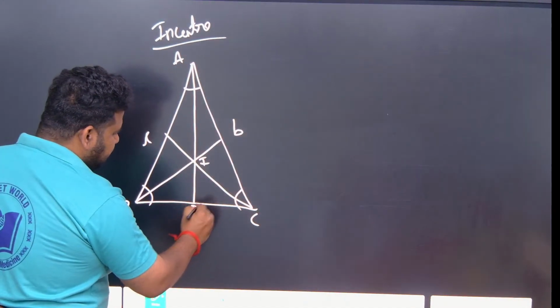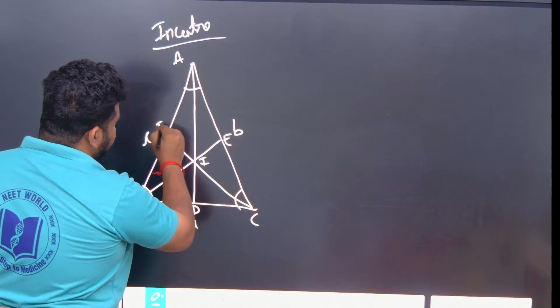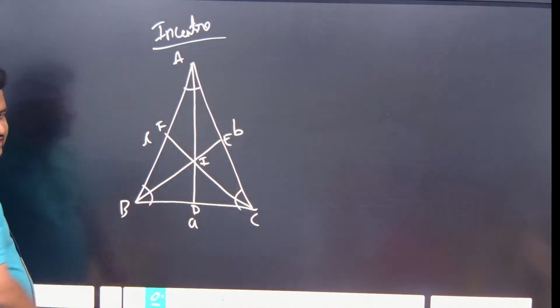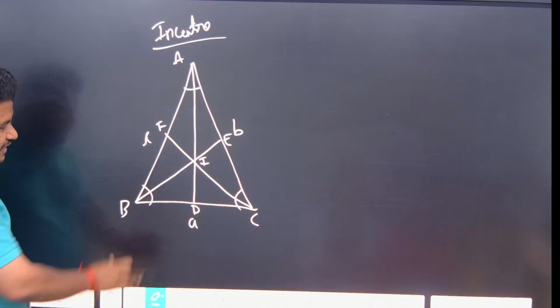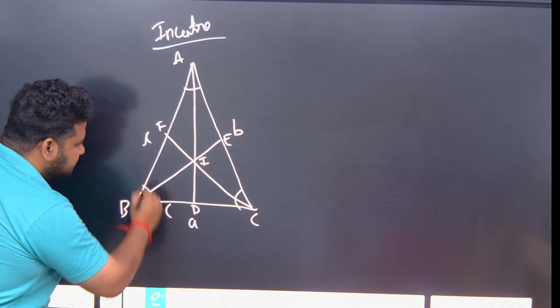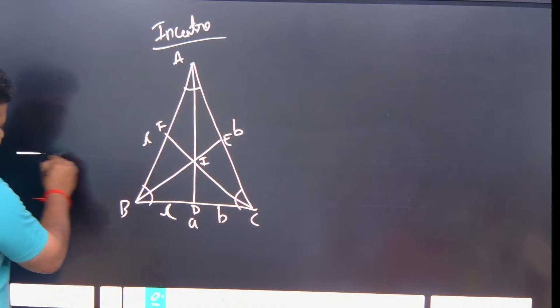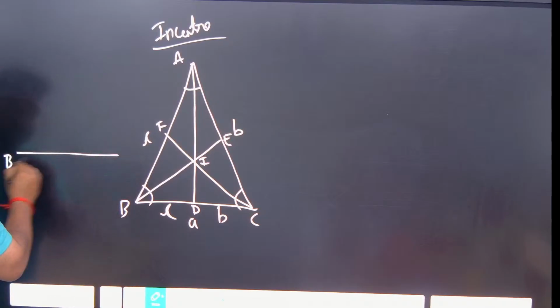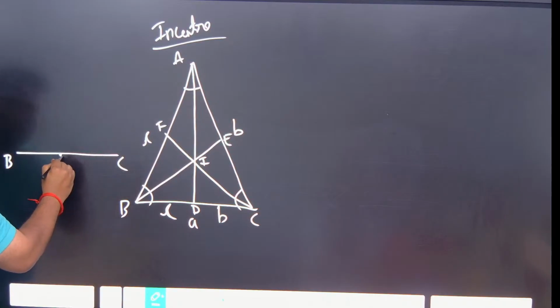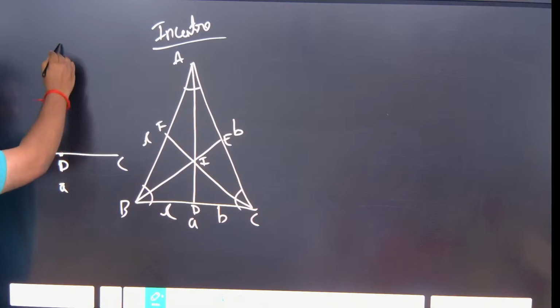Let this point be E, and let this be F. These are the sides. This incenter I will divide the line BC in which ratio? In the ratio of small c is to small b. See, this is the line BC, and this is point D, and the length of BC is small a.